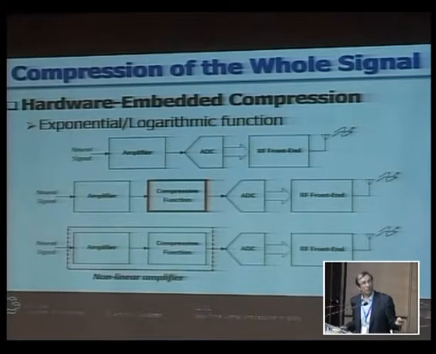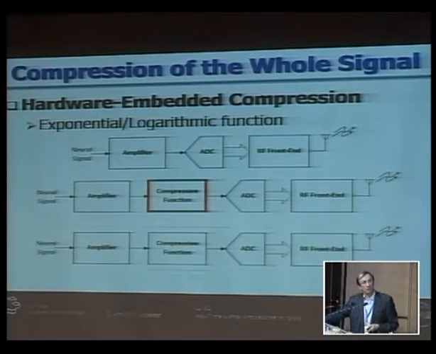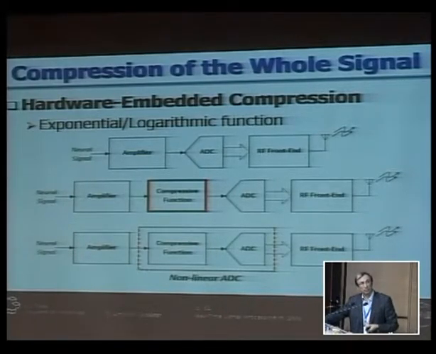So if you combine the amplifier with a compressive function as its characteristic function, you're going to have a nonlinear amplifier or logarithmic amplifier. The other option that has been already tried is nonlinear ADCs, so that this function is embedded in the input-output characteristics of the ADC. So these are hardware-embedded compression techniques that are being used in brain implants.